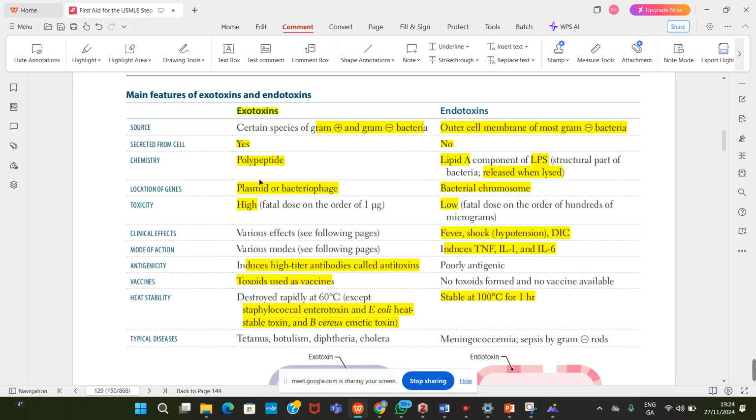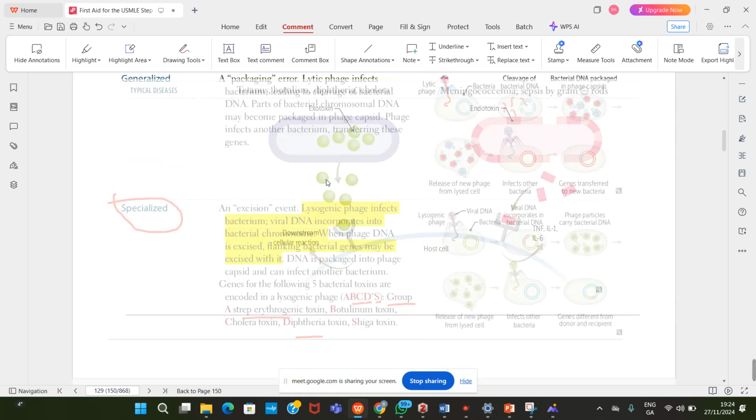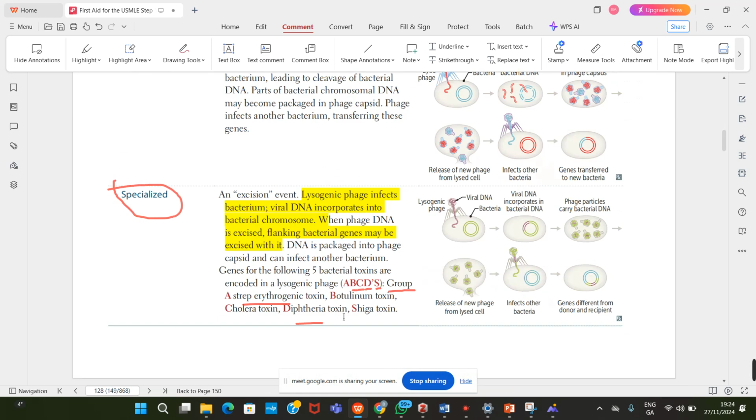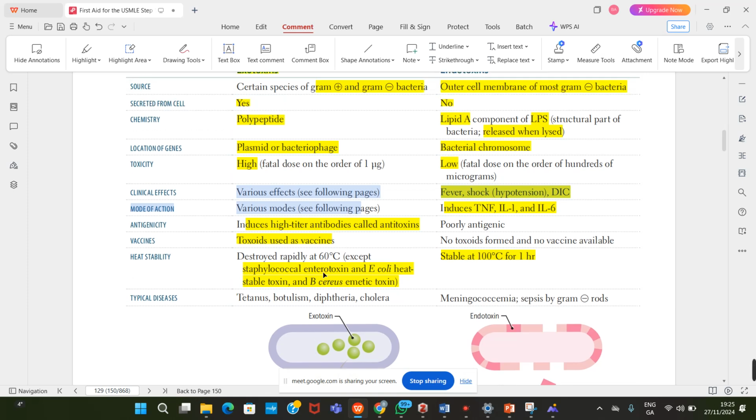Toxicity. The toxicity of exotoxin is high because you require a small dose to cause a problem, while that of endotoxin is low because you need hundreds. So exo is more toxic than endo. What can exotoxin cause? Exotoxin can cause many things depending on the specific exotoxin. What the exotoxin of diphtheria is going to cause is different from what the exotoxin of cholera is going to cause. True or false? So it depends on the specific organism. The diphtheria toxin is going to cause diphtheria. Cholera toxin is going to cause cholera.